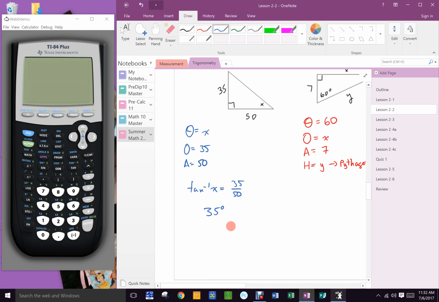How'd you get 35? Same way we've been doing it all the way along. Shift, tan, 35 divided by 50. Close the brackets, equals 35. Okay? You need brackets. All right, what about the red one?